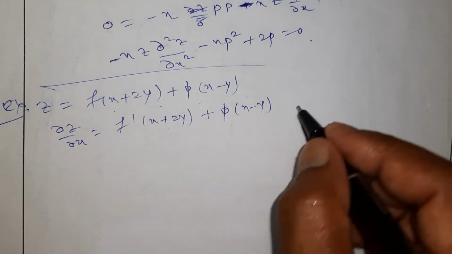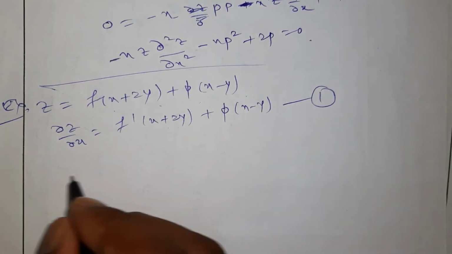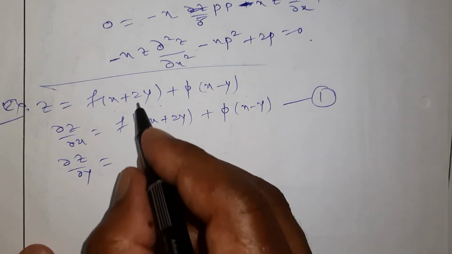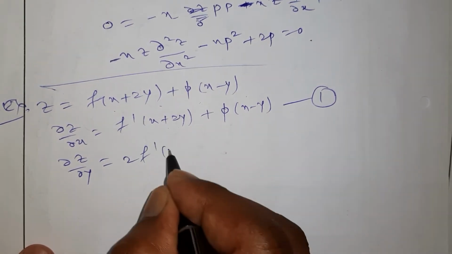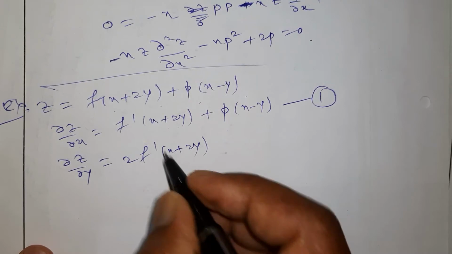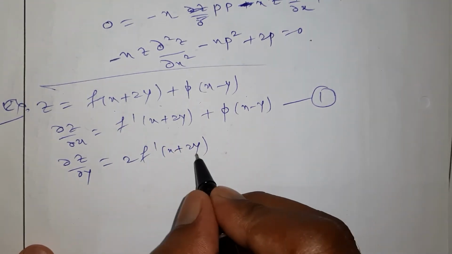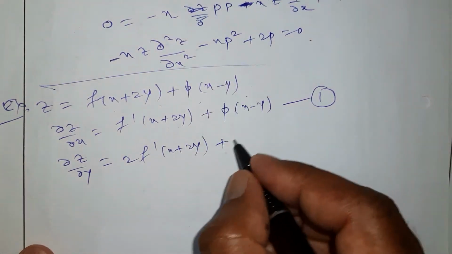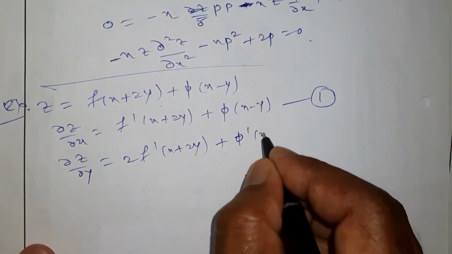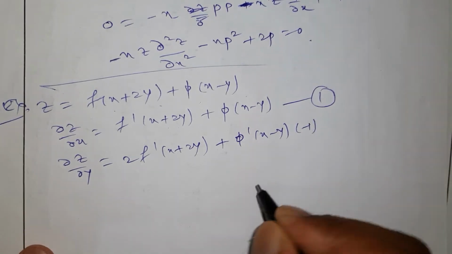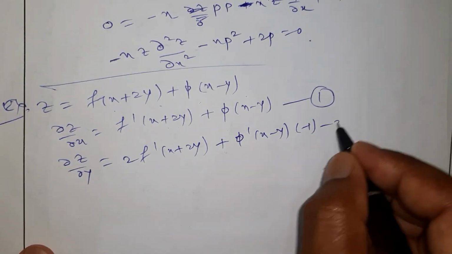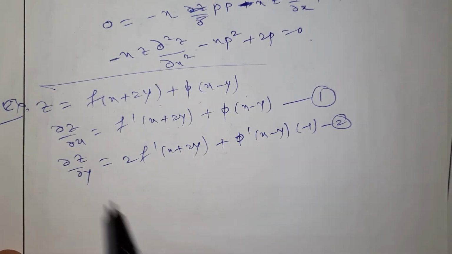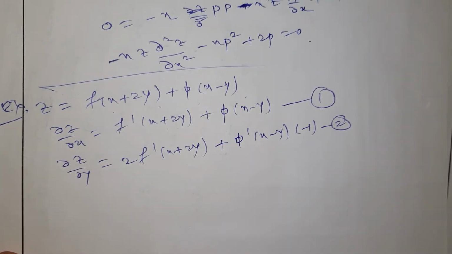Clearly. Call this equation number 1. Now differentiate with respect to y. What do I get? With respect to y, 2 into f dash of x plus 2y. The derivative of f is f dash of x plus 2y, and the derivative of 2y is 2, plus here phi dash of x minus y into minus 1, which means a minus sign here. This is your second equation. Understood? So I get here the dou z by dou x and dou z by dou y terms.